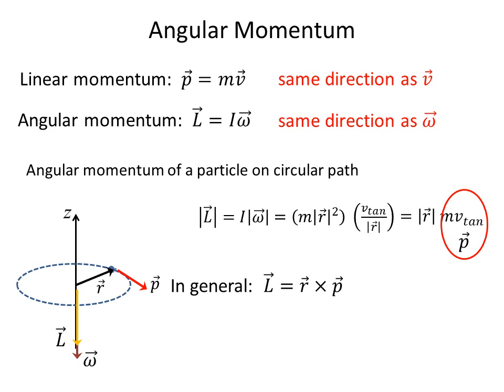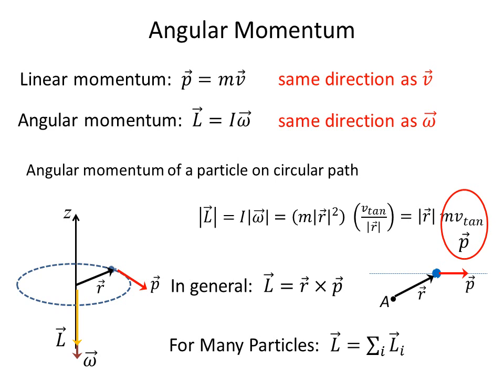But the mass times the tangential velocity is the momentum. So in general, for a particle, we can write that the angular momentum L is equal to the cross product of r and p. So we can look at a general particle moving past some point A and ask what is the angular momentum of the particle as it goes past A. To do that, all we have to do is take the cross product of r and p.